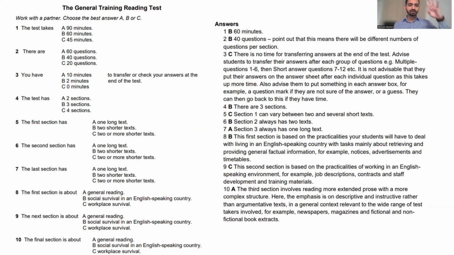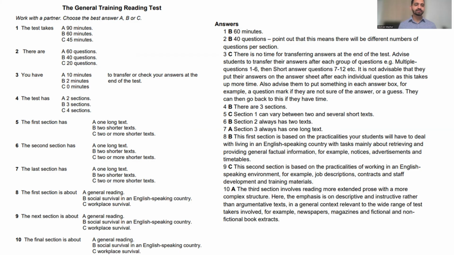Sorry, we didn't talk about 4, so let's talk about 4. The test has how many sections? There are 3 sections, as discussed. Let's talk about 5. The first section, section 1, can vary between 2 or several short texts. So there is no set limit. You might get 2, you might get several short texts, okay? It could be more than 2. So the answer is here, C.